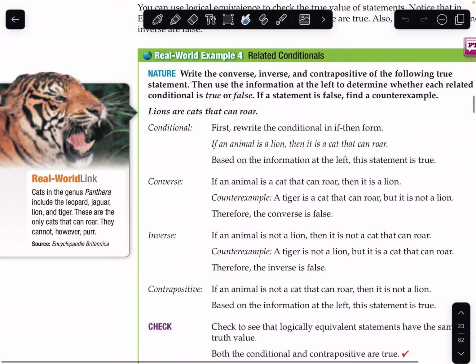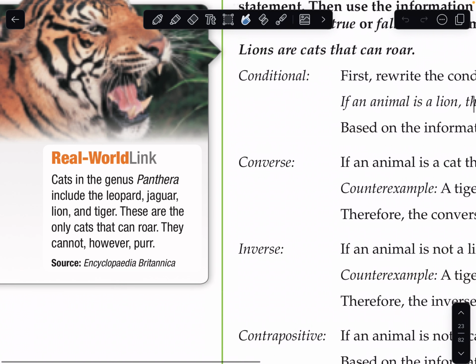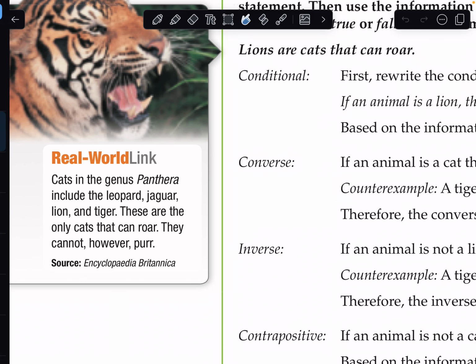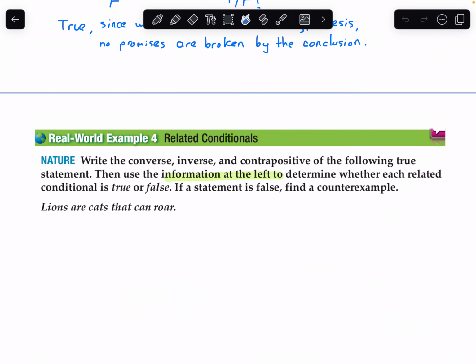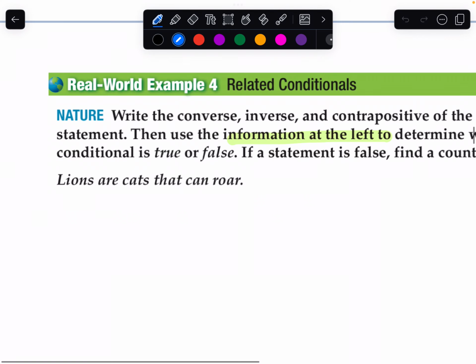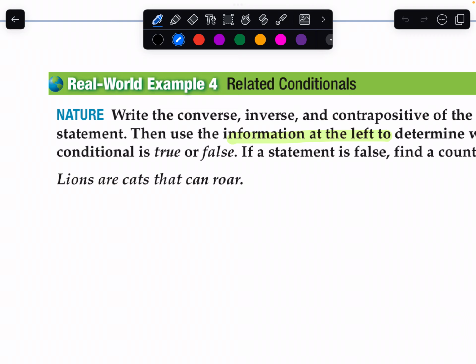For example 4, they're referring to this information. Cats in the genus Panthera include the leopard, jaguar, lion, and tiger. These are the only cats that can roar. They cannot, however, purr. That's interesting. So let's rewrite this statement. Lions are cats that can roar.